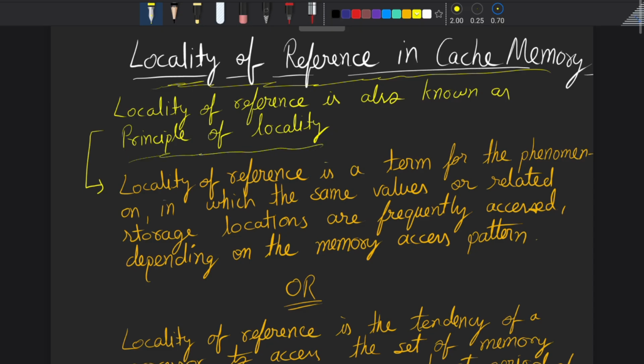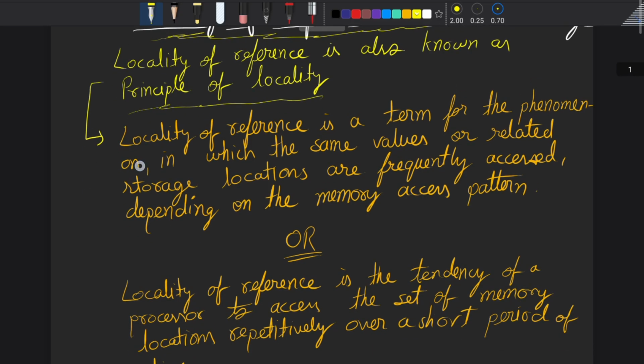So let us first read the definition. Locality of reference is a term for the phenomenon in which the same values or related storage locations are frequently accessed depending on the memory access pattern. There is an alternate definition. Locality of reference is the tendency of a processor to access the set of memory locations repetitively over a short period of time. So, what does it mean?